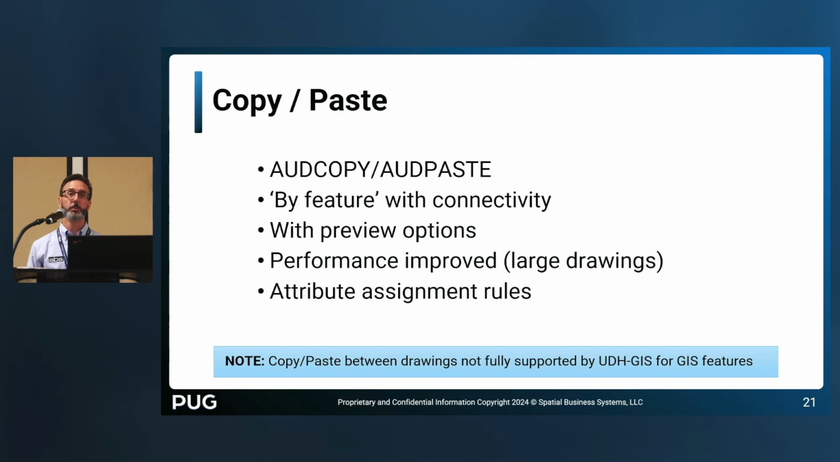Just to be clear, if you copy and paste, and this also goes for the new extract functionality that also copies between drawings, it does not yet support the UDH GIS extracted tracking information. So the copied data is not going to be considered to be the same stuff that you pulled out of your GIS.